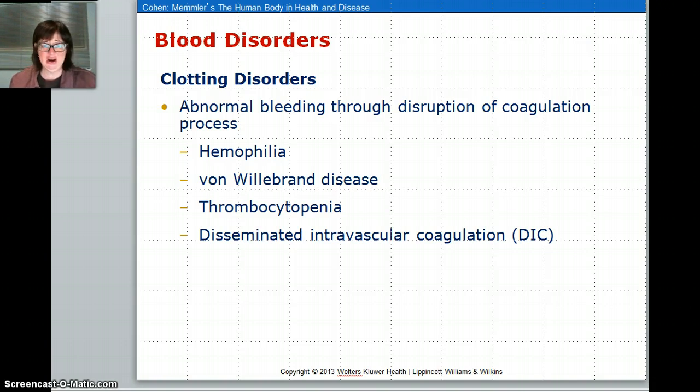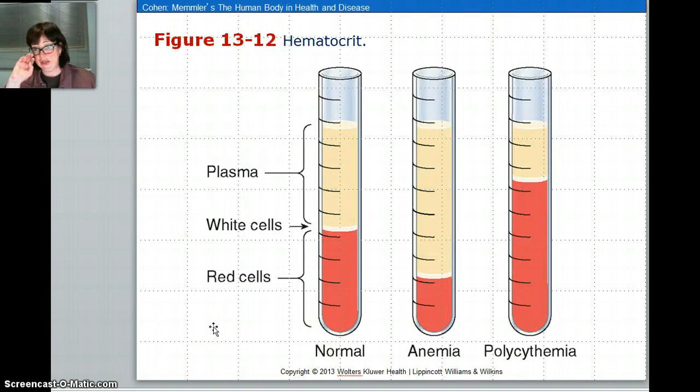Okay, then there are tests with blood. The first test with blood is a hematocrit. A hematocrit tests the percentage of the blood cells. It doesn't tell you right away what's going on, but it gives you an indication that something is going on in a certain area. For example, here's normal. If you have a low amount of red blood cells, that means something's happening to your red blood cells. So usually anemia, lack of red blood cell production.